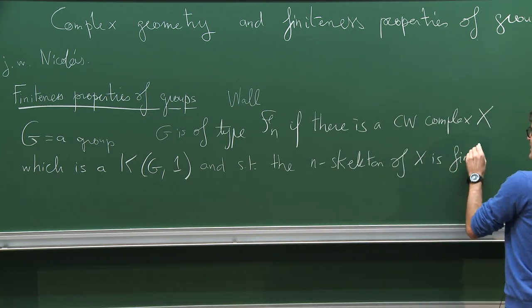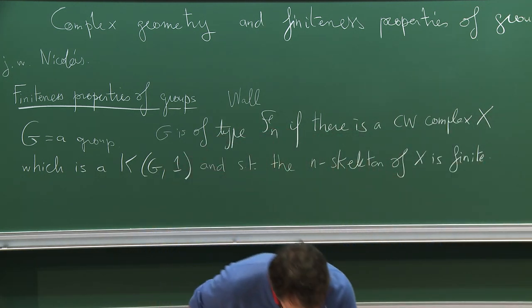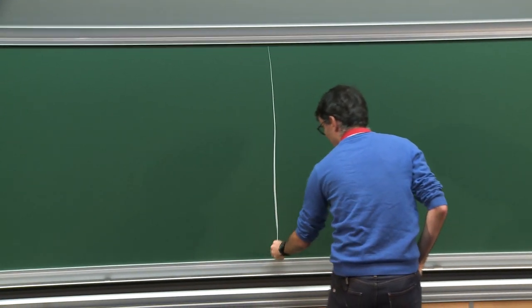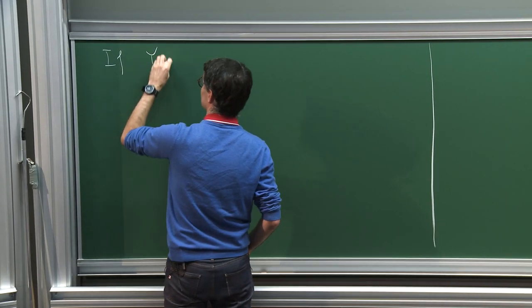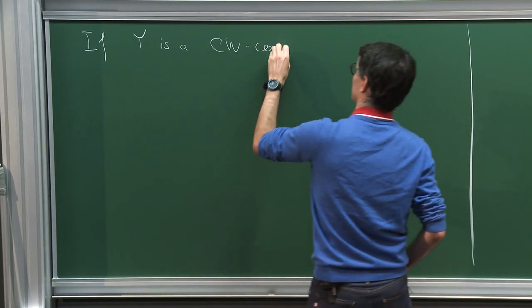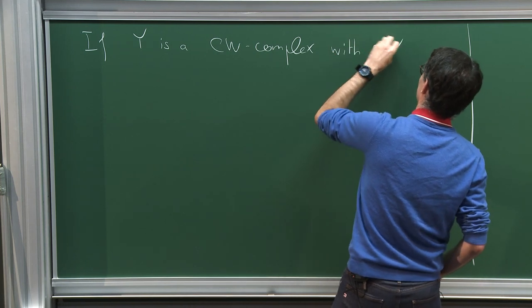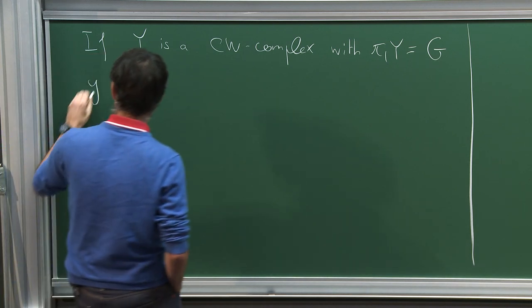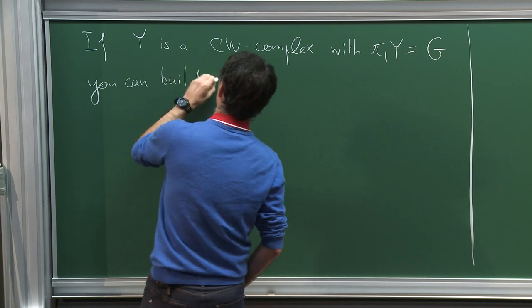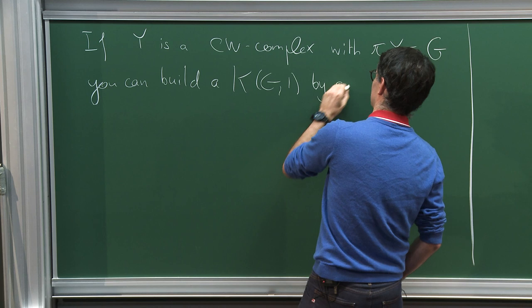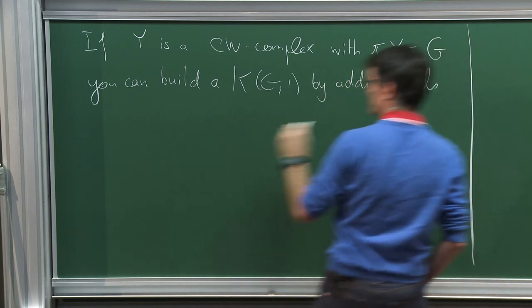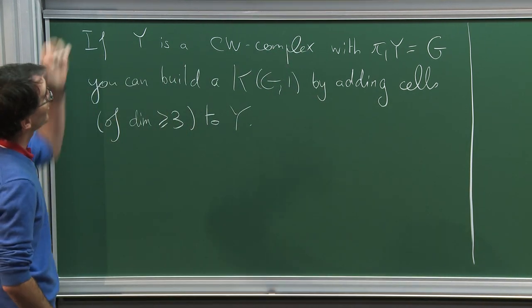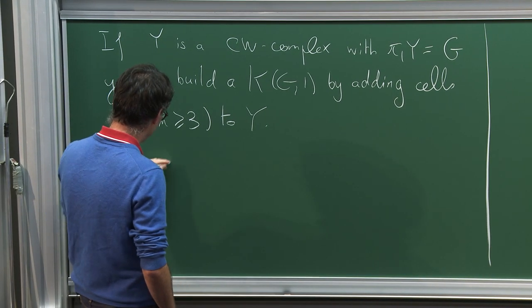Okay, so there are finitely many cells in each dimension up to n. So for instance, if you have any CW complex Y with fundamental group isomorphic to G, you can always build a classifying space by adding cells to Y to kill the higher homotopy groups. So you can build a K(G,1) by adding cells of dimension starting in dimension 3. Okay, so for instance, the property F2 is equivalent to being finitely presented.